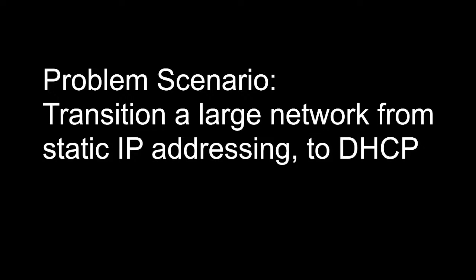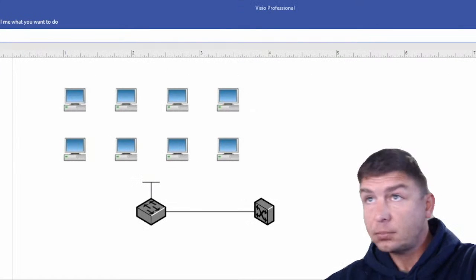And they are all statically IP'd, which means IP addresses are manually set on all the machines. They are setting up a DHCP server, and they want to transition all of their networking from static to DHCP. So we're going to talk about how DHCP works and a couple of the considerations that might apply in this scenario. So let's dive right in.